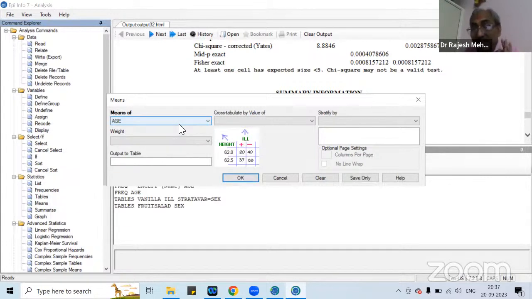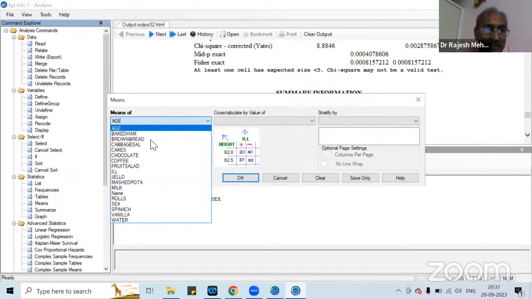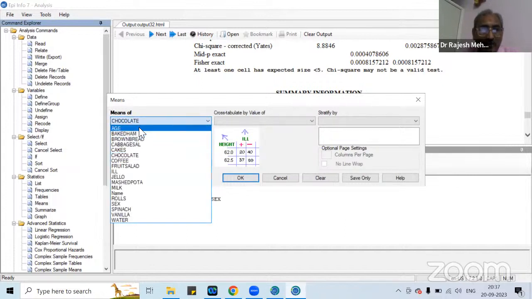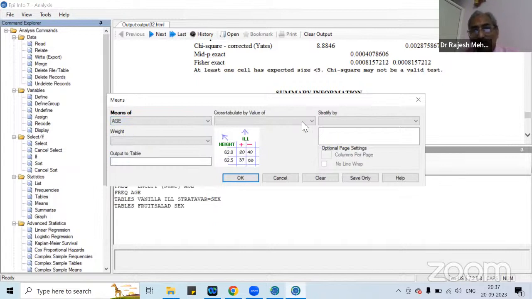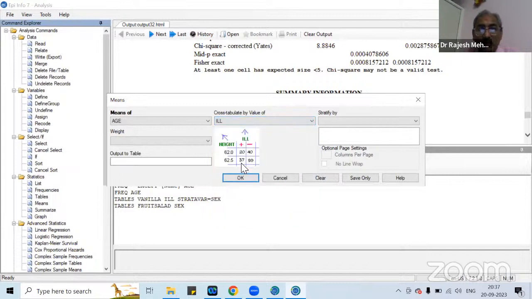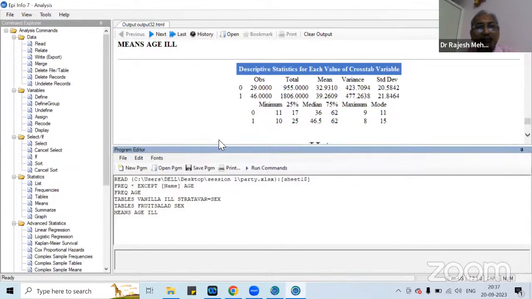You should remember that if you write means of chocolate, it is not good. It is not the right thing. You can't find out the mean of chocolate. So you write means of age. Now you want to cross tabulate by illness, to find out whether there is any role of age in causing illness or not. This is a simple table. We'll take some time over here to read this table. I hope you are keeping pace with this.